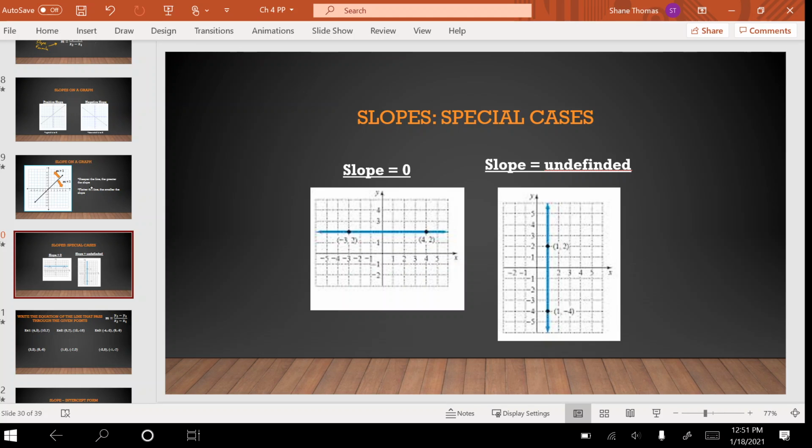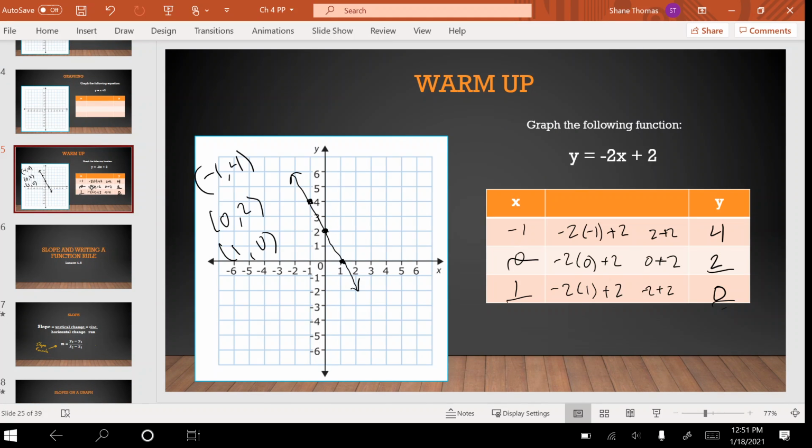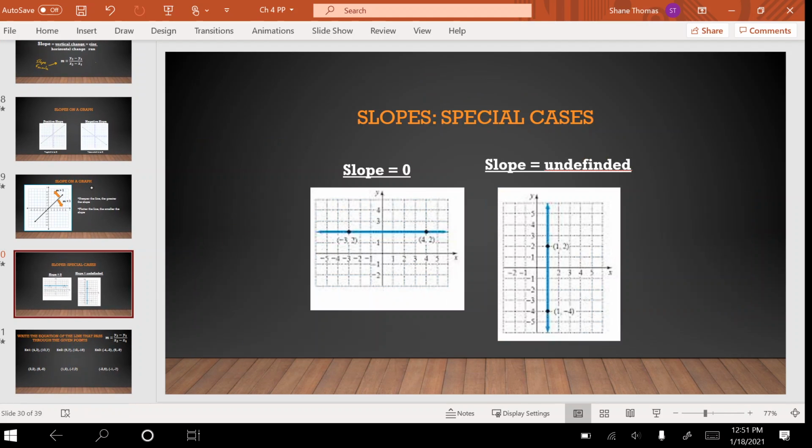Okay, so if I look back at a previous graph real quick, looking at this one right here, is my slope positive or negative? It's negative. Why is it negative? Because it's going downhill from left to right, correct? Yeah, it would be a negative slope. There you go. And we'll find out that that negative sign right there is what made that difference. Okay, so that was just special cases.